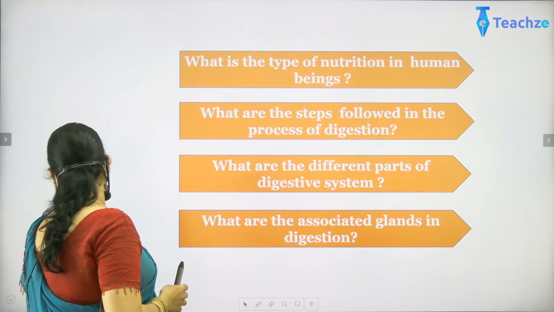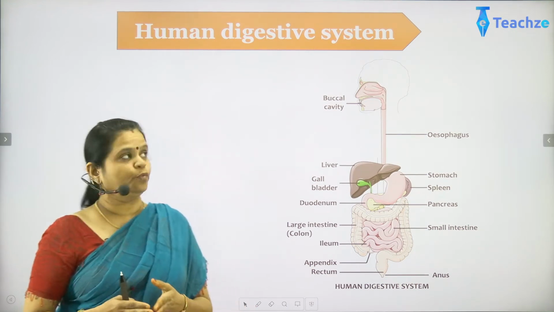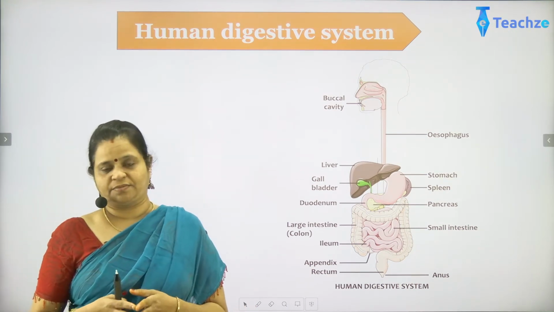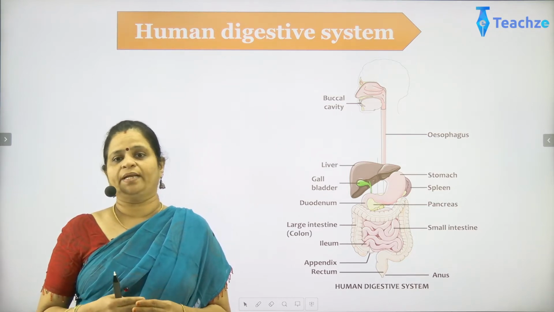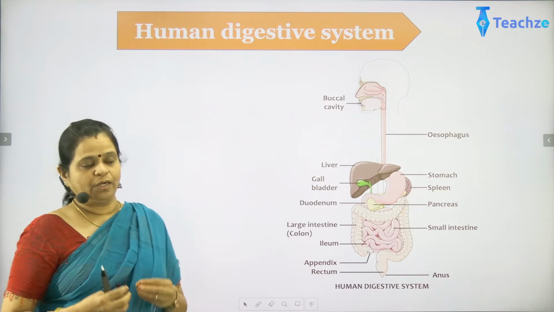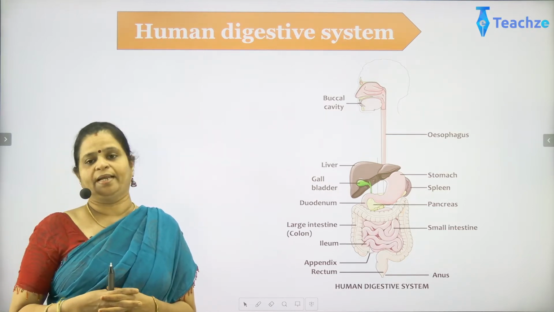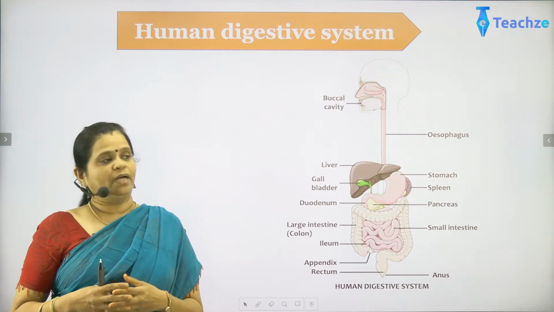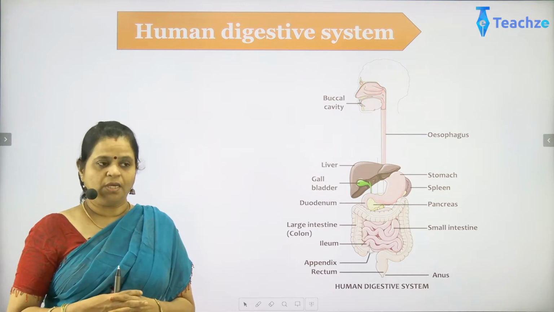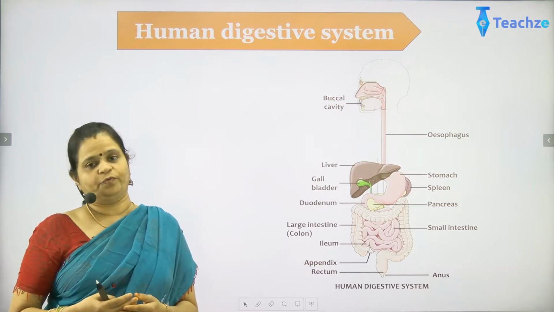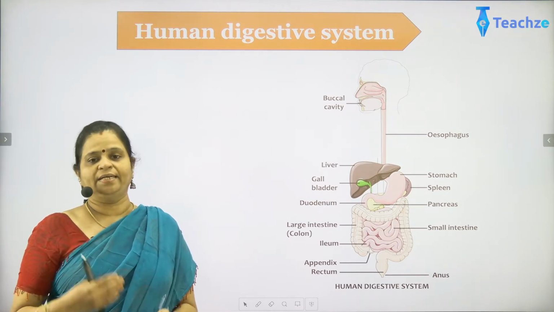Coming to the first topic, this is the human digestive system. Before we get into the details, let's understand that humans also undergo the same heterotrophic mode of nutrition because we cannot produce our own food. We are directly or indirectly dependent on plants, and we also belong to the holozoic mode of nutrition. We don't digest our food before it enters our digestive system. We take the food as a whole and then digest it.